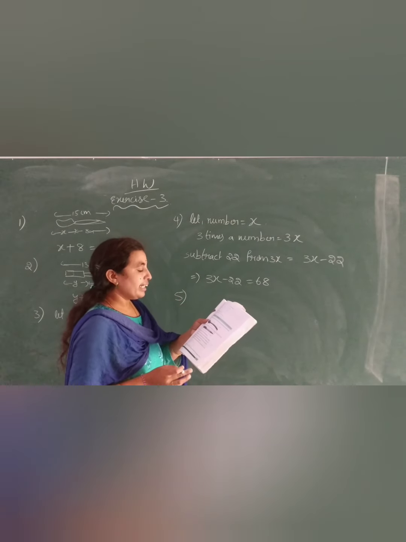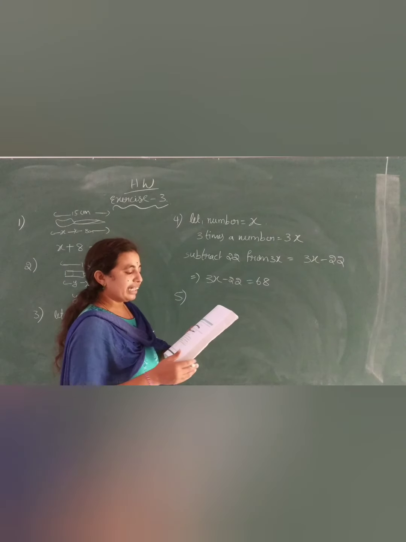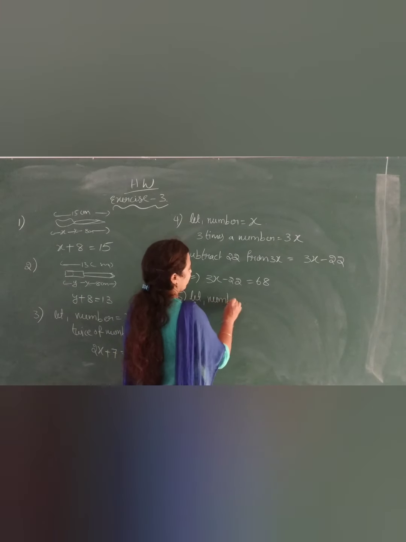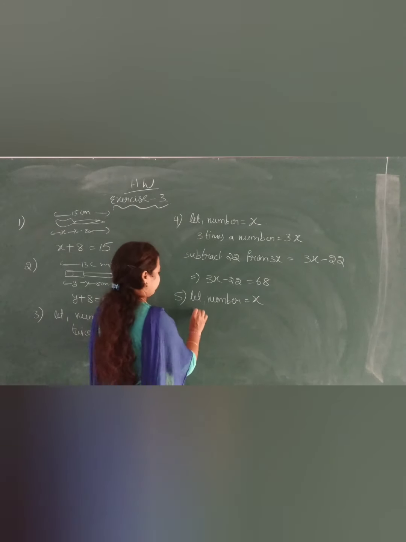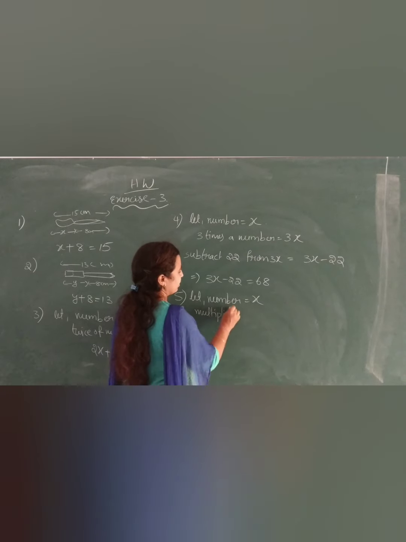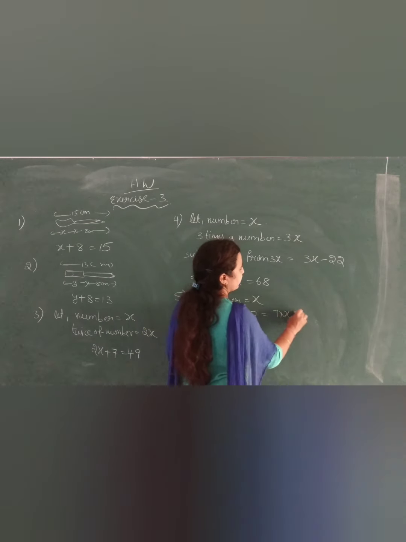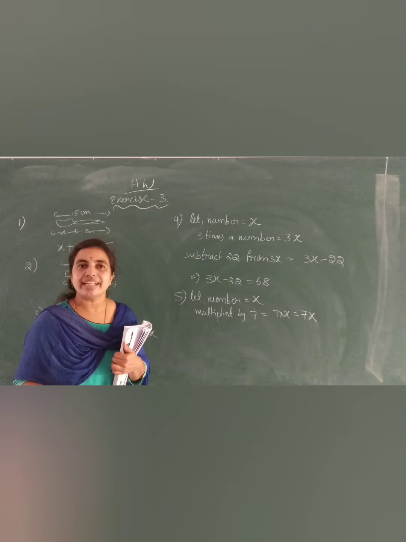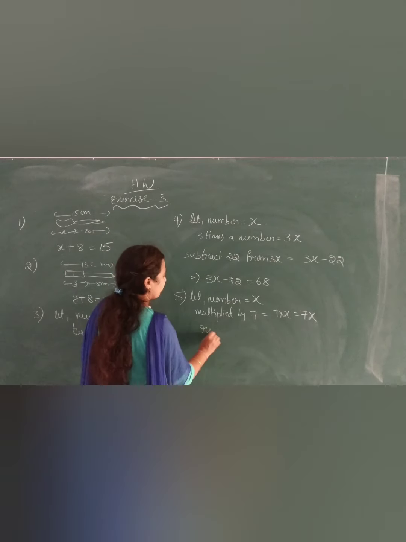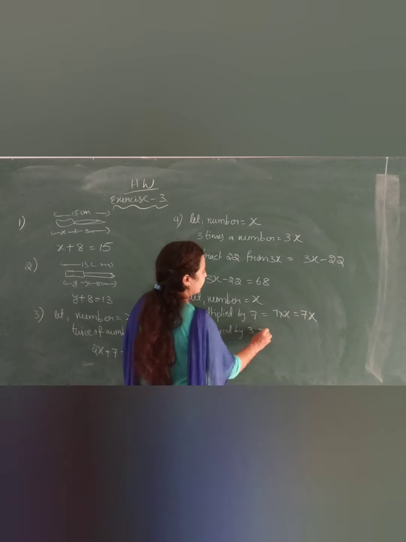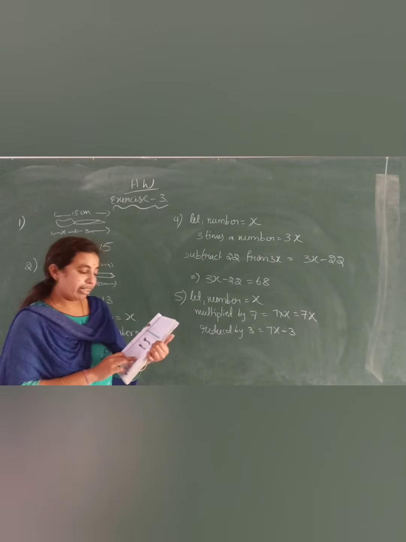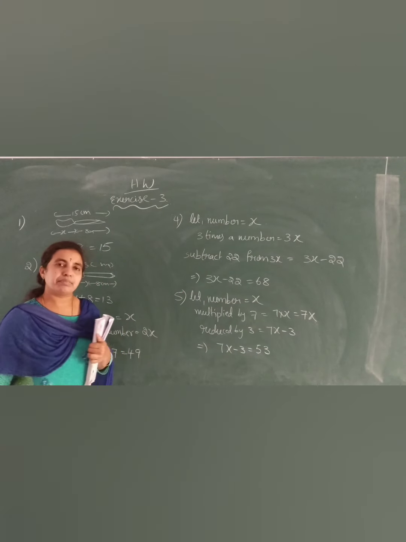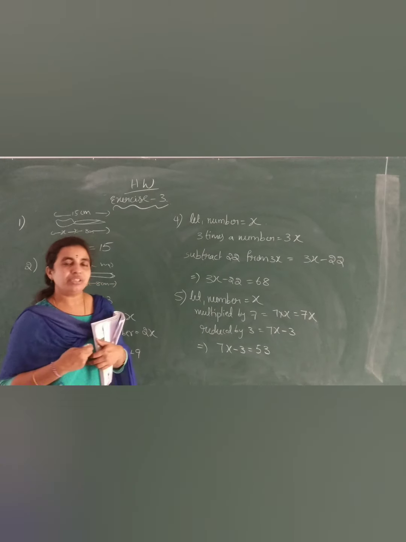Last homework. Find the number when multiplied by 7 and then reduced by 3. Multiplied by 7 means 7 into x, 7x. Then reduced by 3. Reduced means nothing but subtraction. Reduced by 3 means 7x minus 3. Now this is equal to 53. That implies 7x minus 3 is equal to 53. Solve this equation and find x value.